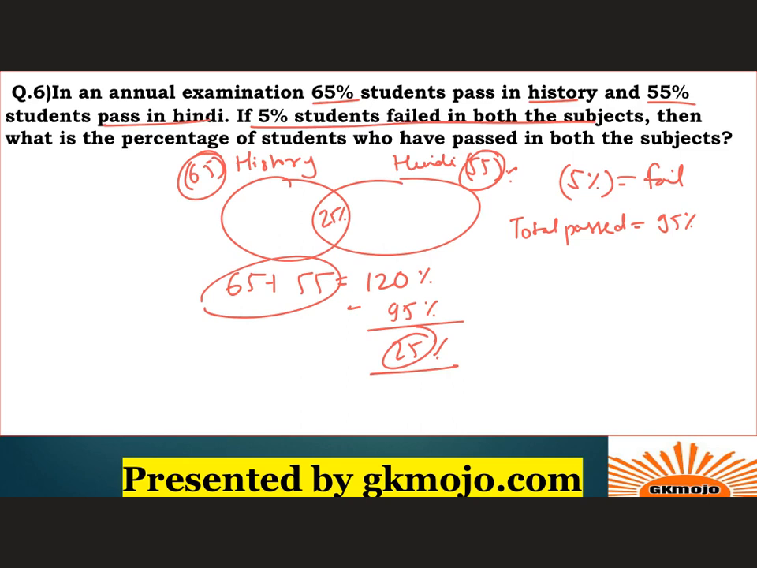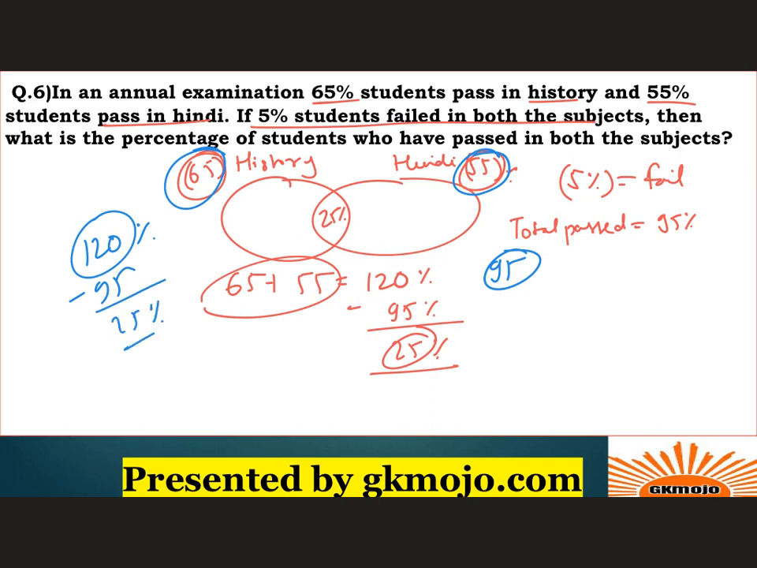So how did we again calculate this 25%? I'll just change the ink. We added this and this, we got 120. All right, but we know that only 95% students have passed, but by adding history and Hindi we are getting 120. So just subtract 95 from this, you'll get the extra students that are getting added again. This is that extra part. So this is 25%. All right, I hope you have understood this example.